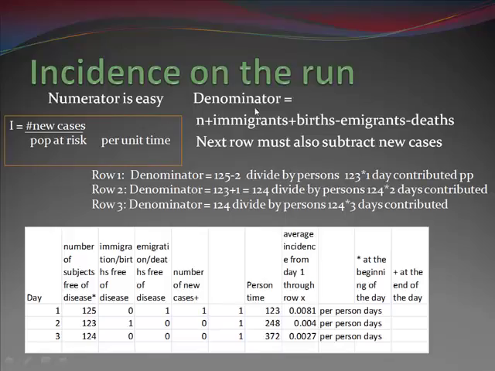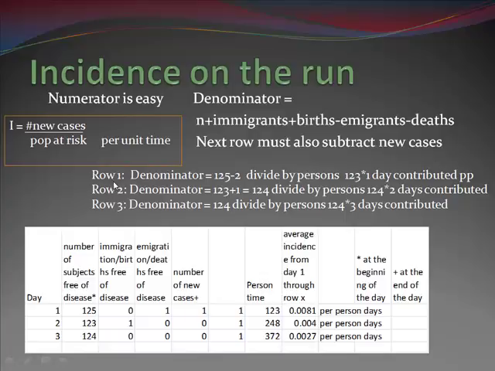The denominator can be a little more tricky. As I suggested, observing a population or a cohort is more like observing a tour rather than a race. So people are coming and going into the tour and leaving the tour throughout. So our denominator will actually equal the total sample size to start with, plus immigrants, plus births, minus emigrants, minus deaths. And then, for each day that we're observing, we must also subtract the new cases because they are no longer at risk for conversion. So let's look at row 1.